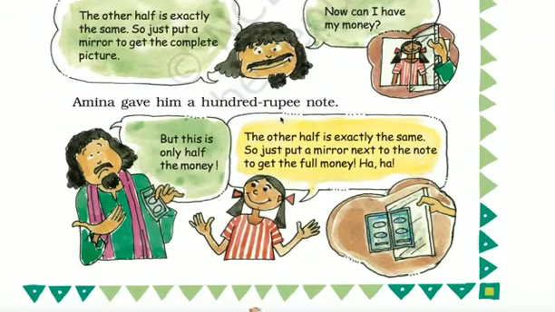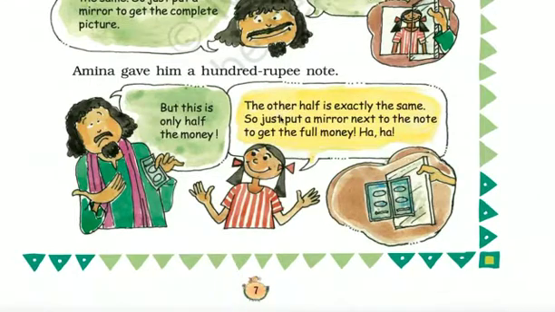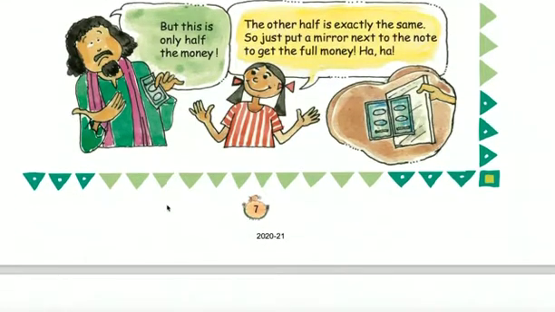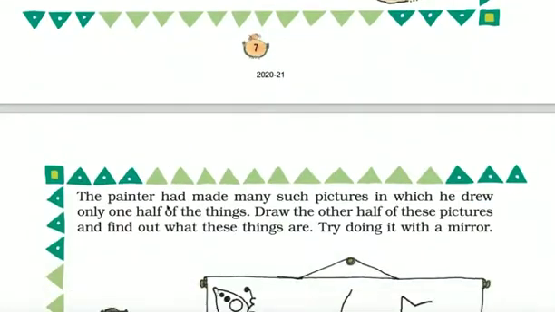Amina gave him a 100 rupee note. But this is only half the money. Then what is Amina saying? The other half is exactly the same. So just put a mirror next to the note to get the full money. Oh, very nice of you, Amina. That is tit for tat.